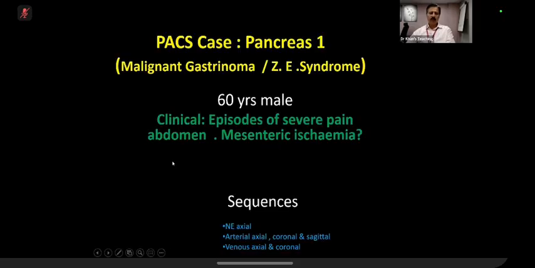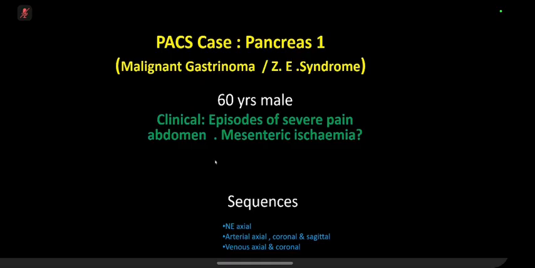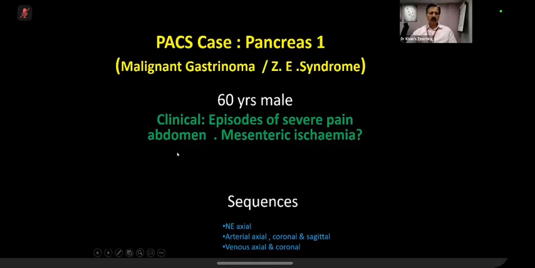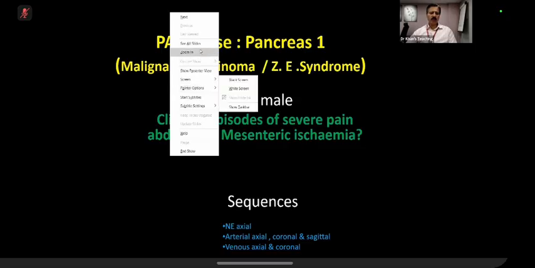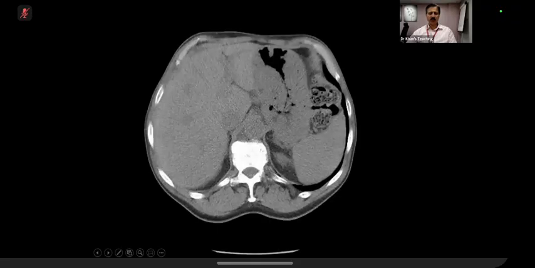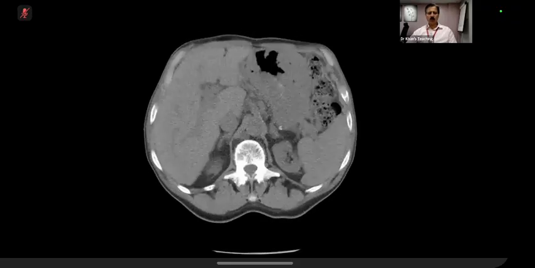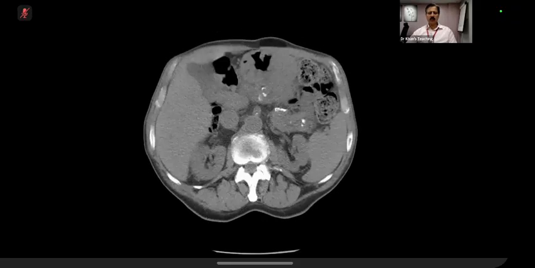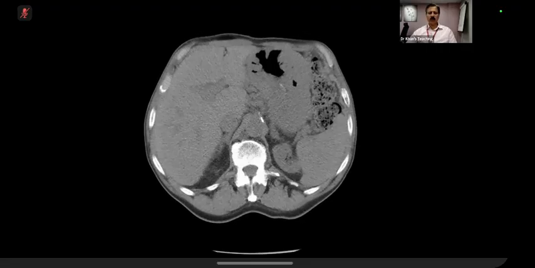Now, candidate 9, can you see my screen as in PACS case pancreas 1? Candidate 9, are you with us? Yes. So can you see my screen, 60-year-old male? Yes. Okay, so this is a teaching case, and I'm not going to ask you anything. This is the same case.